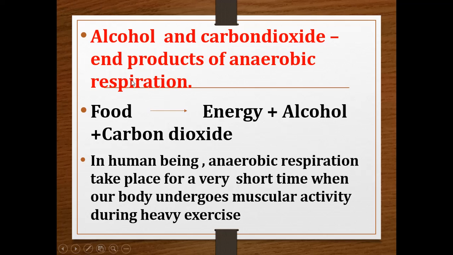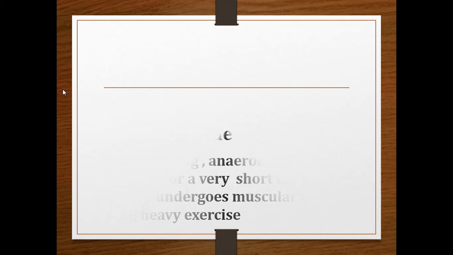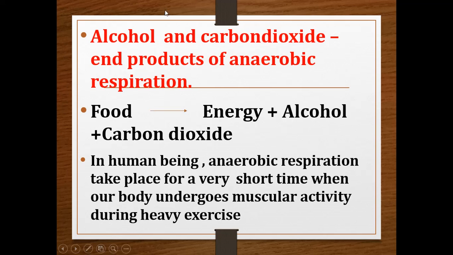Okay, so in aerobic respiration, what have we learned? Aerobic respiration takes place in the presence of oxygen. Yes, anaerobic means the breakdown of food which takes place in the absence of oxygen to release very little amount of energy. So during anaerobic respiration, alcohol and carbon dioxide are the end products.